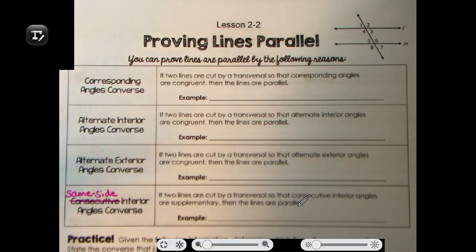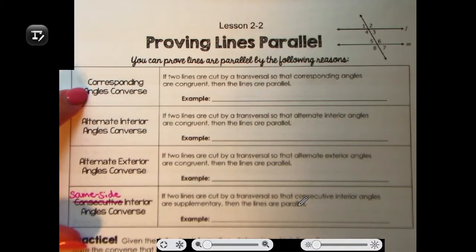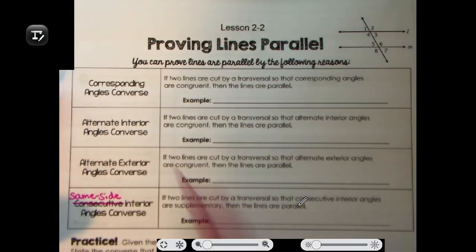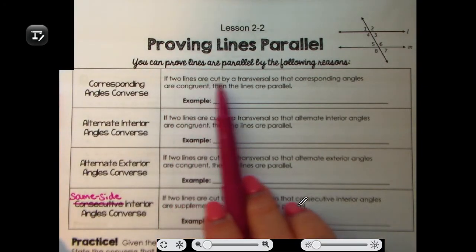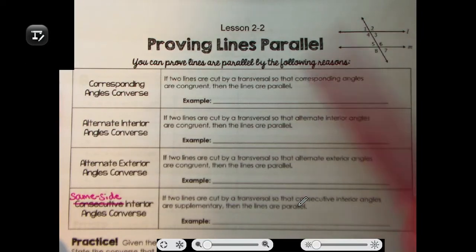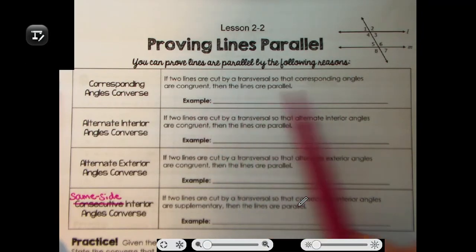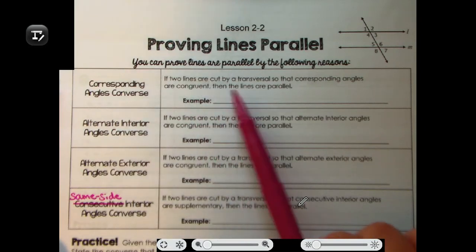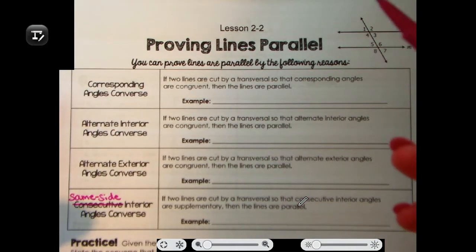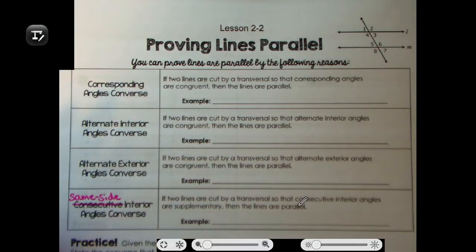So this first one, we're taking corresponding angles, which we know what that looks like. Now we're saying if two lines are cut by a transversal, so a line that cuts two other lines, so that corresponding angles are congruent, then the lines are parallel. Previously we were saying if two lines are parallel, then the corresponding angles are congruent. That's what we talked about last class. Now we're looking at the converse, so kind of going backwards. If I've got these two lines and the corresponding angles are congruent, then those lines must be parallel. So that is the corresponding angles converse.